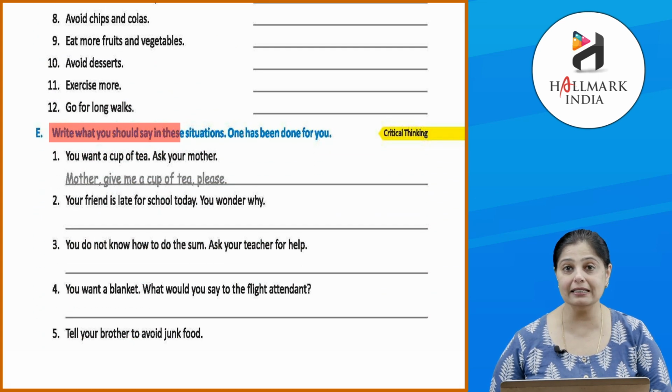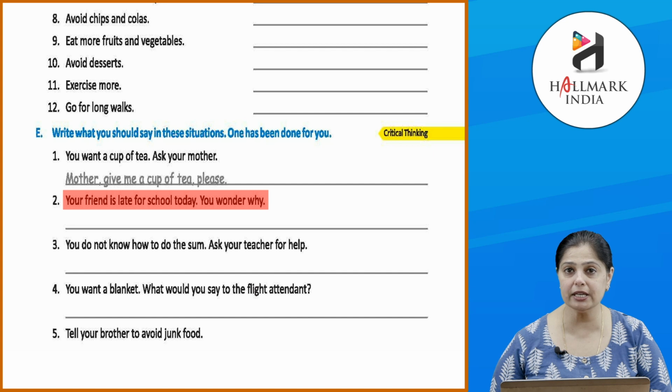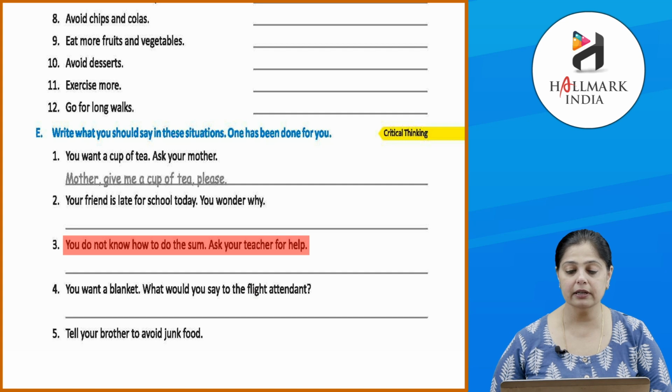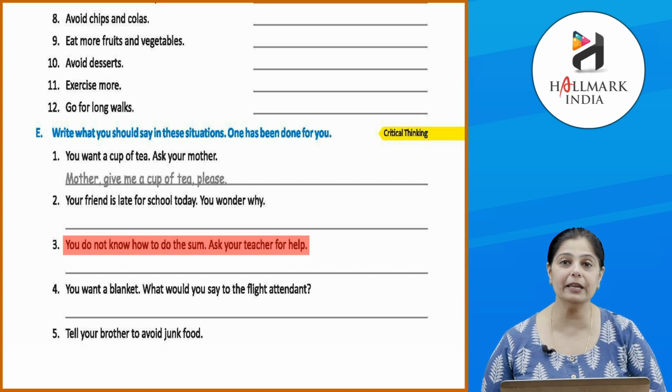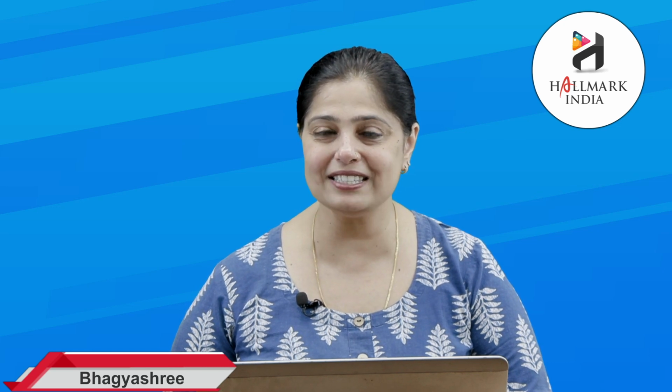Write what you should say in these situations. One has been done for you. You want a cup of tea? Ask your mother. Mother, give me a cup of tea, please. Your friend is late for school today. You wonder why. I wonder why he is late for school today. You do not know how to do the sum. Ask your teacher for help. Ma'am, could you please help me with this sum? Alright, so likewise you have to do the remaining ones. But before you do the remaining ones, what do you have to do? You have to reread the chapter and then accordingly answer all the exercises. Alright, so get going children.